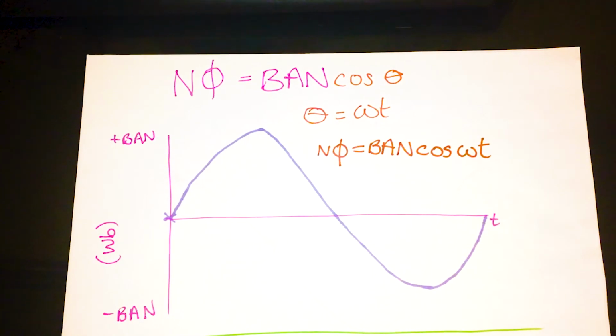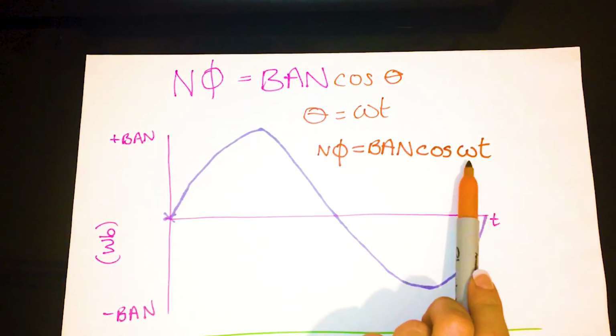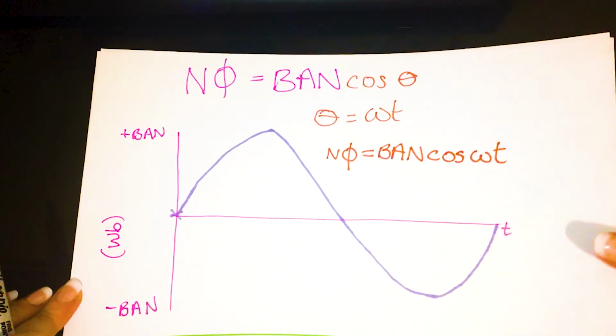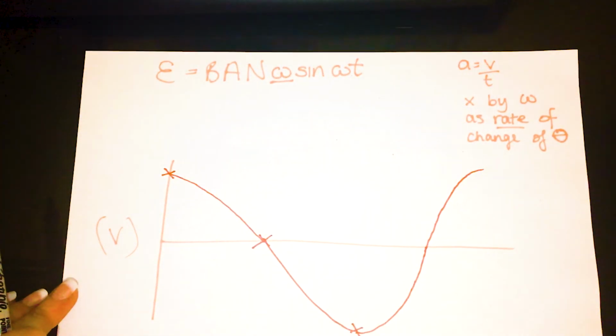Now this is handy because in the exam you sometimes get given things in radians per second, in which case you're going to be substituting that in for your angular speed here. Now the same thing applies to our EMF.